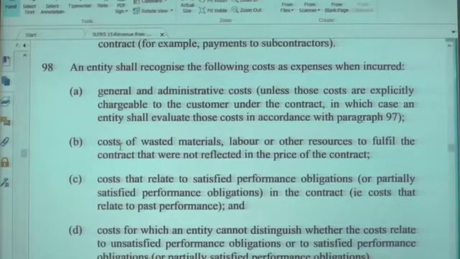Then wasted material you can't charge from the customer, therefore you will charge into the profit and loss. Costs that relate to satisfied performance obligation or partially satisfied performance obligation in the contract, that is, costs that relate to past performance, such as correction cost.